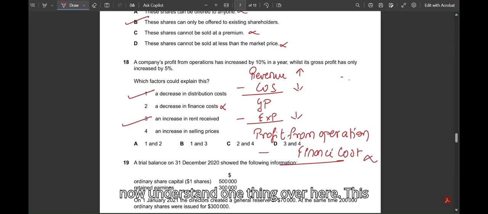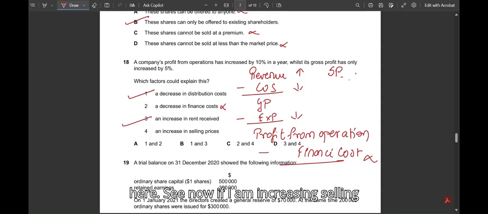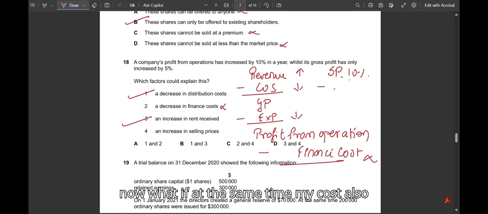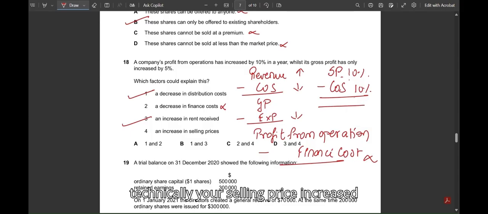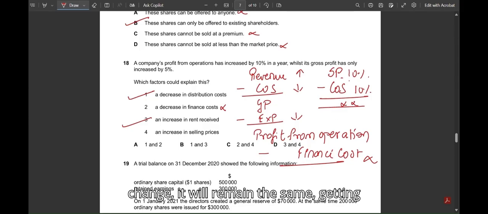An increase in the selling price. Okay, now understand one thing over here. This won't matter much. I'll explain. See, if I'm increasing the selling price by 10%, what if at the same time my cost also increased by 10%? So technically your selling price increased, but cost also increased, right? So profit in terms of percentage will never change. It will remain the same. Getting my point? So hence the fourth option is also eliminated. So the right one would be 1 and 2, which is option number E.